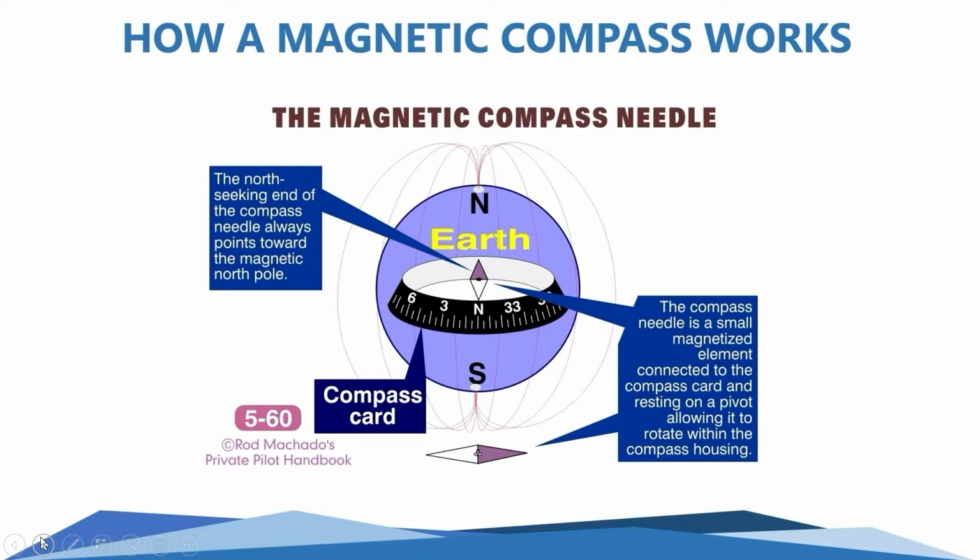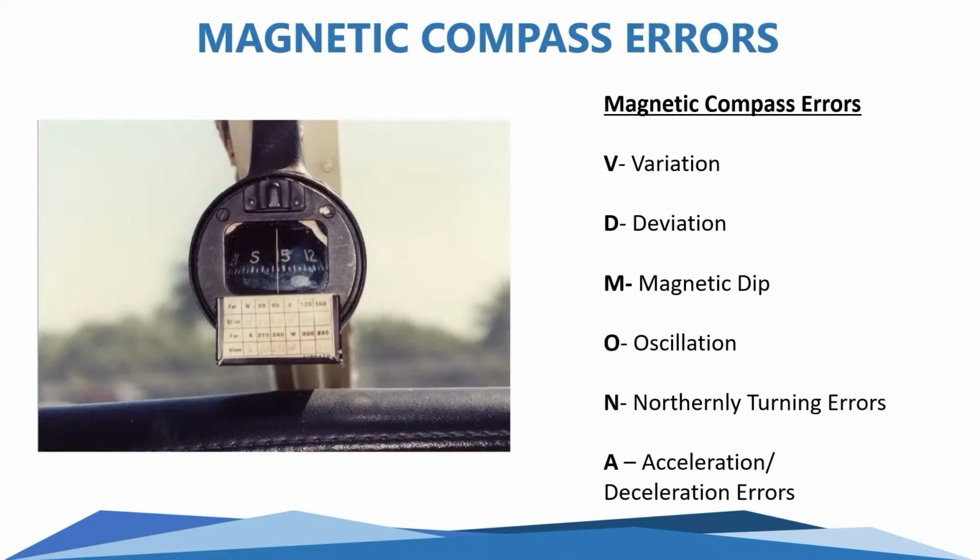And it's surrounded in some type of fluid. We used to call these whiskey compasses because back in the day, it was actually filled with a beverage-like substance, but you don't ever want to drink these nowadays. So here are your compass errors. We memorized this using the mnemonic VD MONA: variation, deviation, magnetic dip, oscillation, northerly turning errors, and acceleration and deceleration errors.